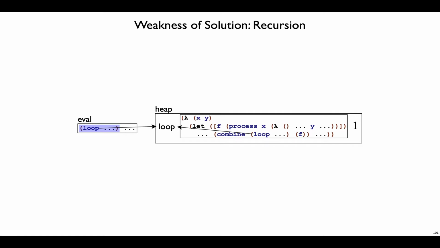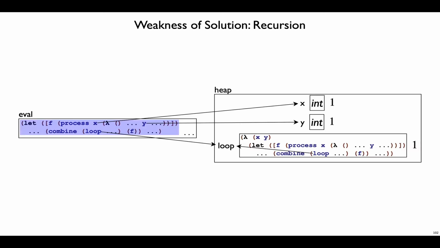As we perform this call and enter the function bound to loop, we allocate two new bindings in the heap, one for x and one for y. Because each of these bindings is new, they have an abstract count of 1. We will skip over the evaluation of the right-hand side of the let and instead proceed to the inner call to loop within the body.